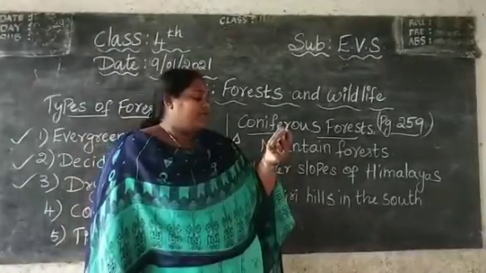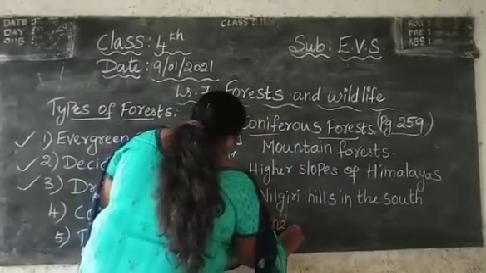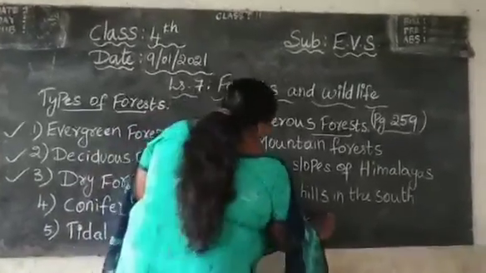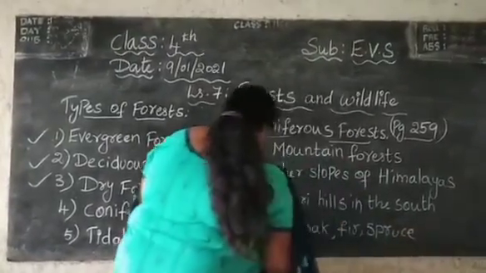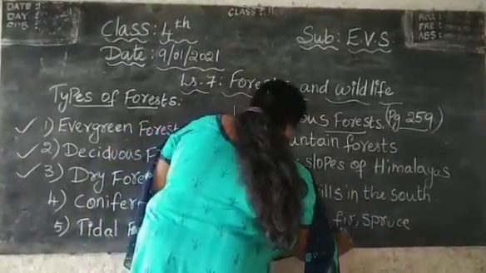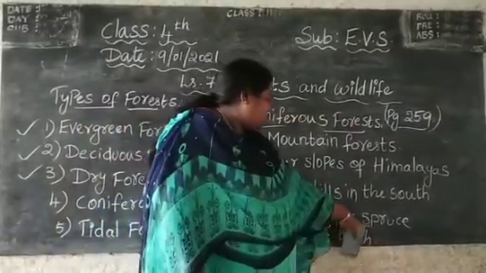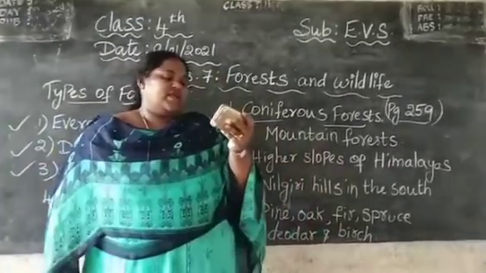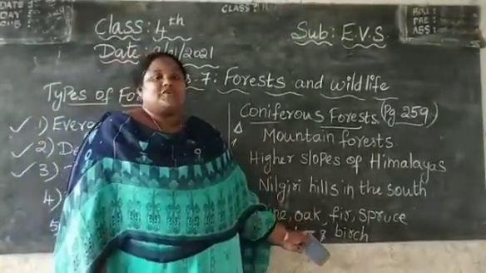The types of trees found here are pine, oak, fir, spruce, deodar and beech. And the wood of these trees is soft and is used for making furniture. The wood of these trees is very soft and used for furniture.